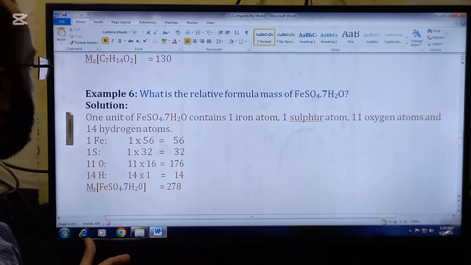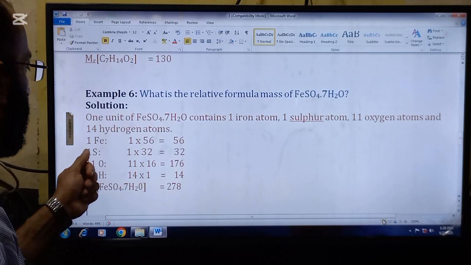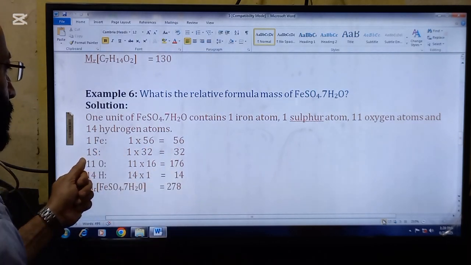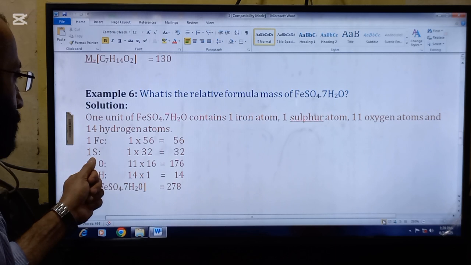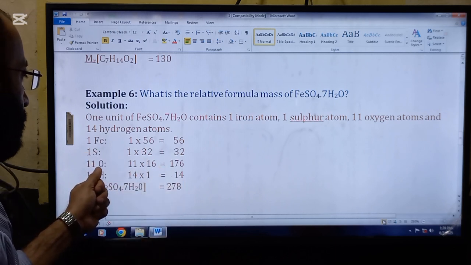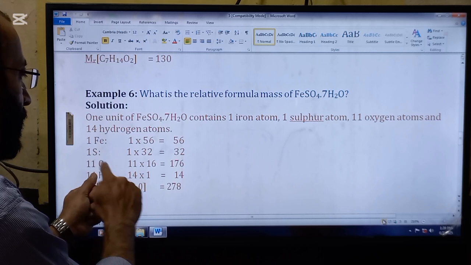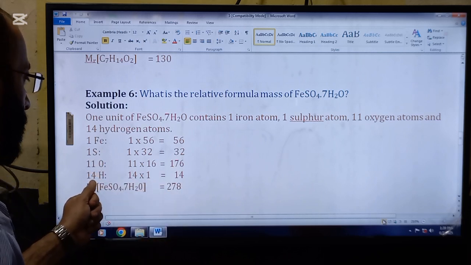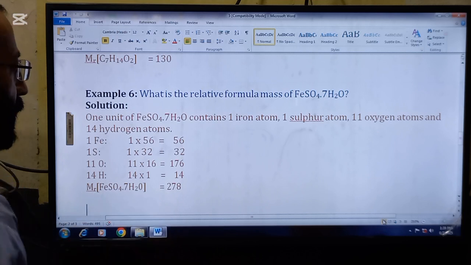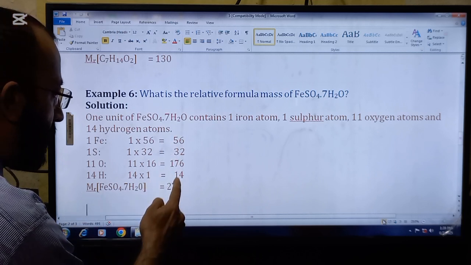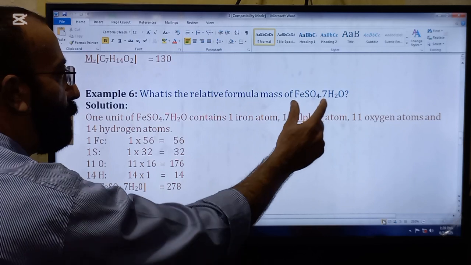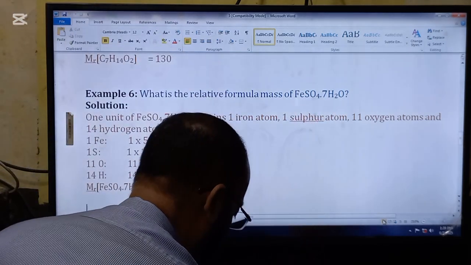Now from the periodic table we will see the atomic mass of iron, that is 56. So 56 into 1 will be 56. Atomic mass of sulfur is 32. So 32 into 1 is 32. Atomic mass of O is 16. So 16 into 11 is 176. Atomic mass of H is 1. So 1 into 14 is 14. Now add all these values on the calculator, you will get the answer 278. That is the formula mass of this formula.